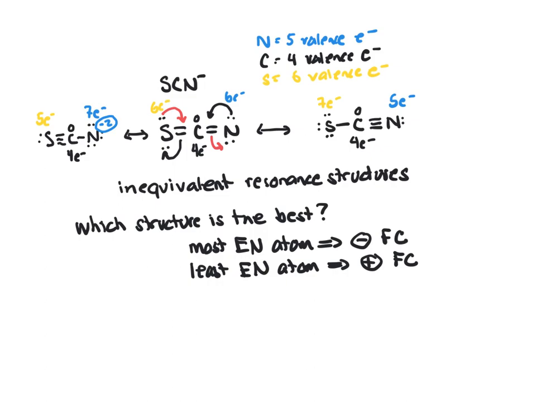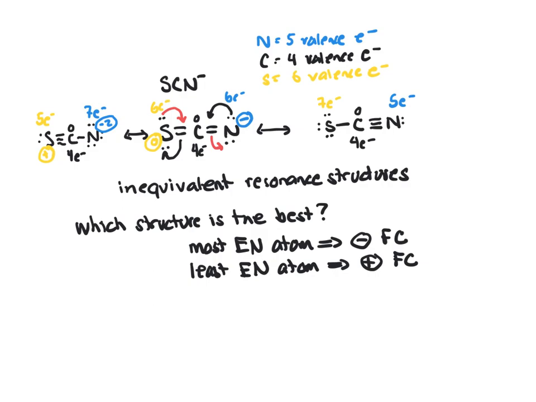The sulfur in the structure on the left has 5 electrons in the structure. It should have 6, so it has 1 less than it should have, and that gives it a formal charge of +1. So if I move into the middle structure, the sulfur has six electrons in this structure, and it has 6 valence electrons, so it has a neutral charge here. And then the nitrogen should have 5, but it has 6, so it has 1 extra.